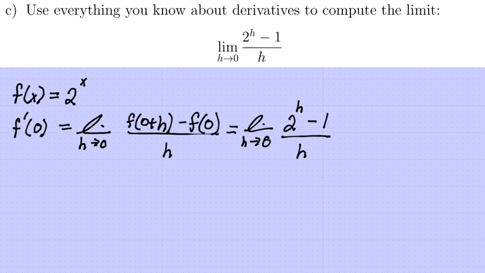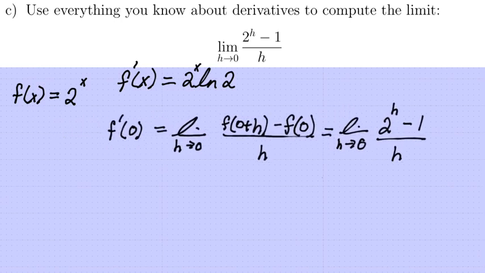So now if we find the derivative of f, which is just 2 to the x ln 2, then we know what f prime of 0 is. It's 2 to the 0 ln 2, and that is just ln of 2. Okay, that makes sense. Would you do the same for part D then?